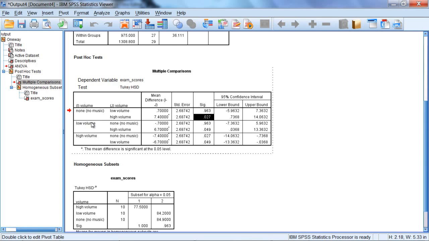Our next result is low volume versus none, with a p of 0.963. We've already done this. If you notice up here, none versus low volume has the exact same p-value. This is the same test. And this is one of the drawbacks of the multiple comparisons table: it produces the same test twice for each test. We've seen this one right here, so we're going to ignore it because it tells us the same thing.